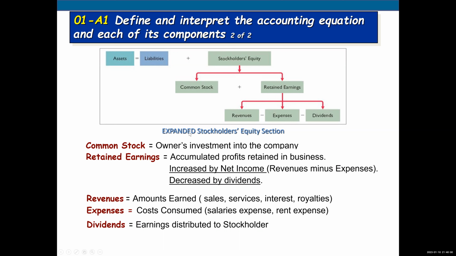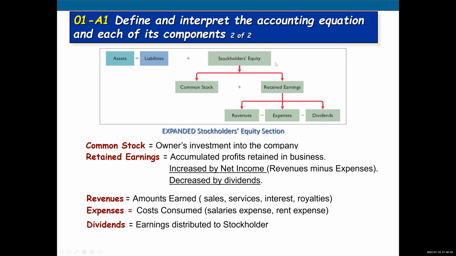Common stock is owner's investment into the company. Let's say that the owner invested $10,000 cash in the business. Well, the asset cash is going to go up. Who has claims to those assets? Well, the owner invested that cash, so he gets the claim against it. So we're going to put that $10,000 in his common stock account, and we'll see that a little bit later.